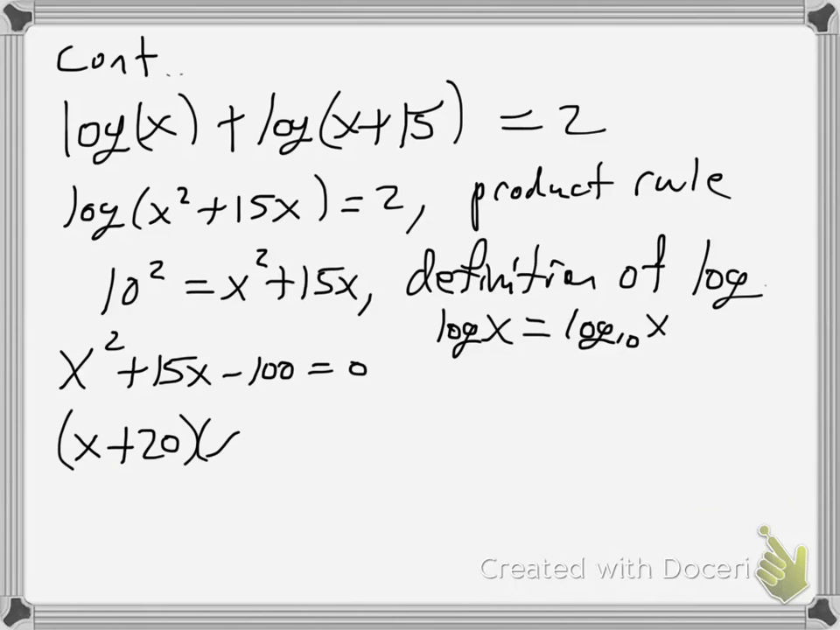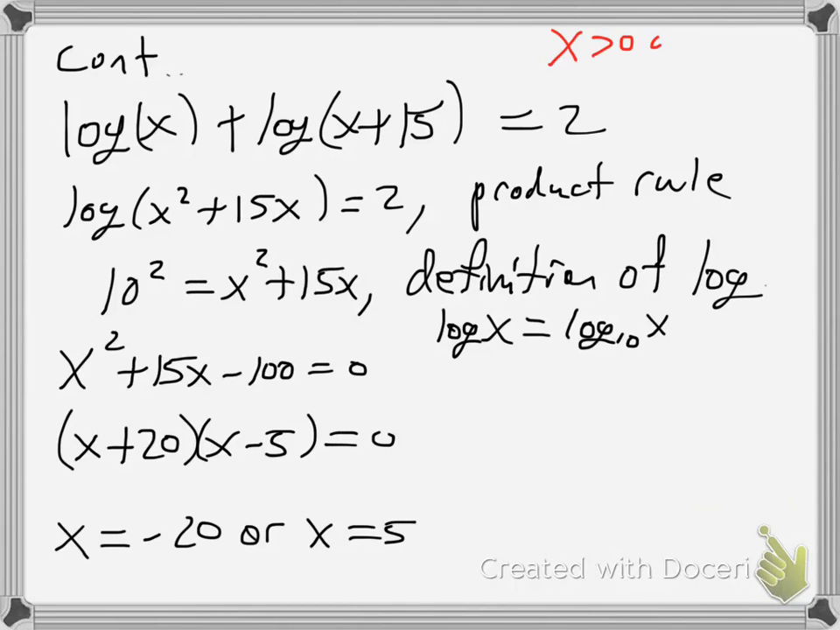This factors into x plus 20 and x minus 5 equals 0. Solving this, we will get x equals minus 20, and x equals positive 5. I forgot to mention my domain at the beginning, so we'll mention that here at the end to check our answers. So we get x is equal to negative 20 or x is equal to 5.